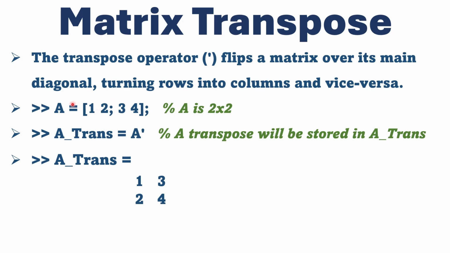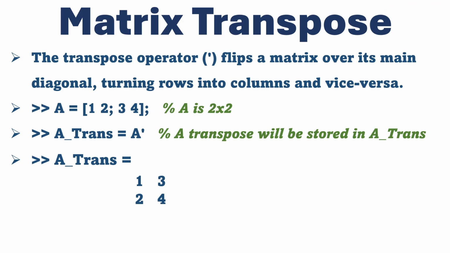So earlier the value was 1, 2, 3, 4. A is the original matrix, that is 1, 2, 3, 4. But if I take the transpose, we get the flipped result, that is 1, 3, and 2, 4. So the elements are flipped across rows and columns. This is how the transpose operator is used.